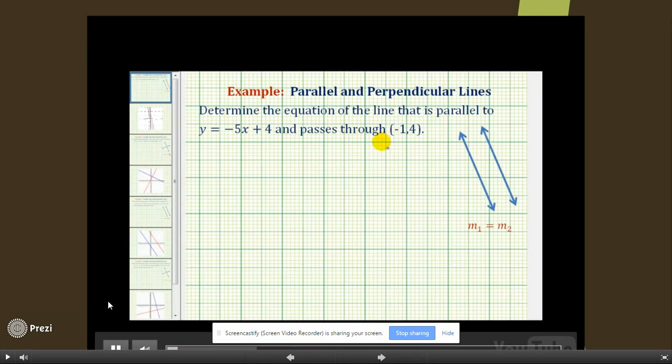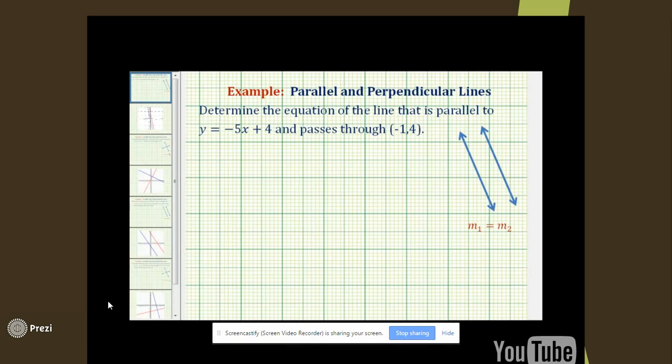Line N passes through the point with coordinates -1, 4. The main thing to remember here is that if lines are parallel, as we see here on the right, the slopes are equal to each other. So if we want a line that is parallel to y equals -5x plus 4, the slope of the new line must be -5 and passes through this point. So now we need to find the equation of a line with the slope of -5 that contains the point -1, 4.